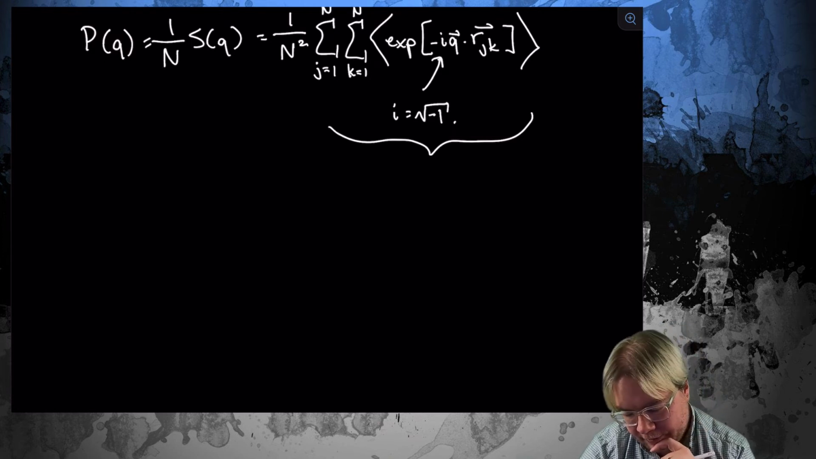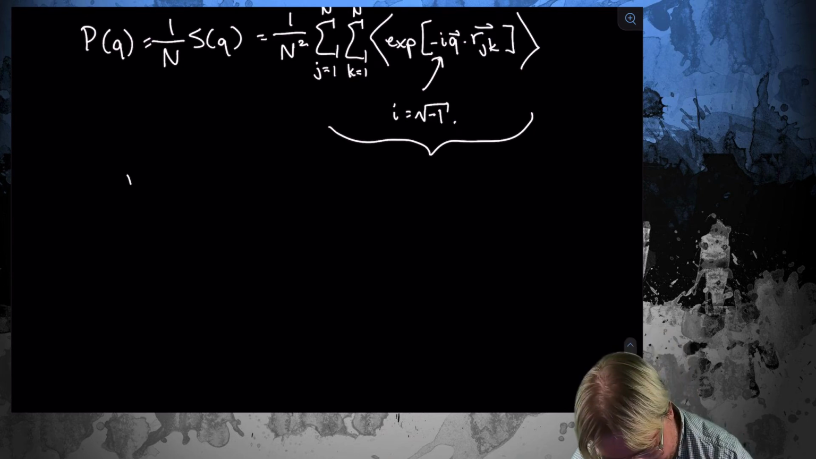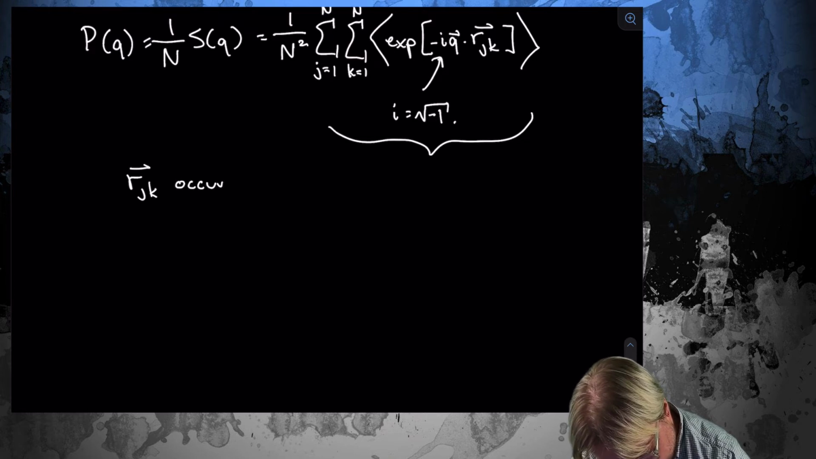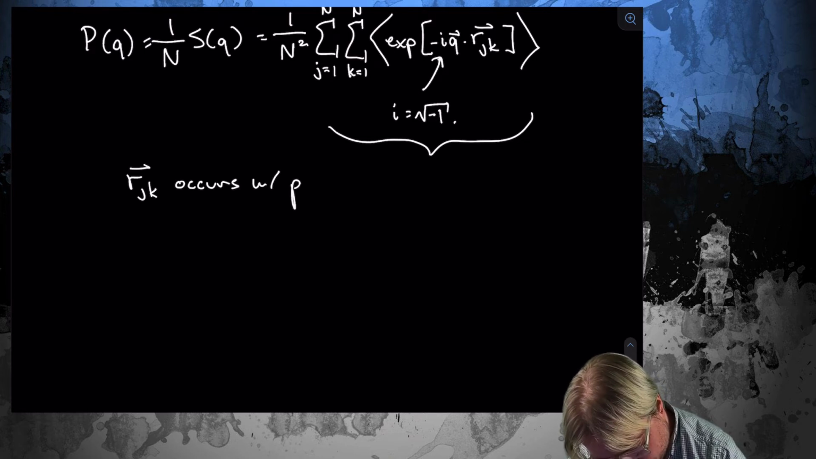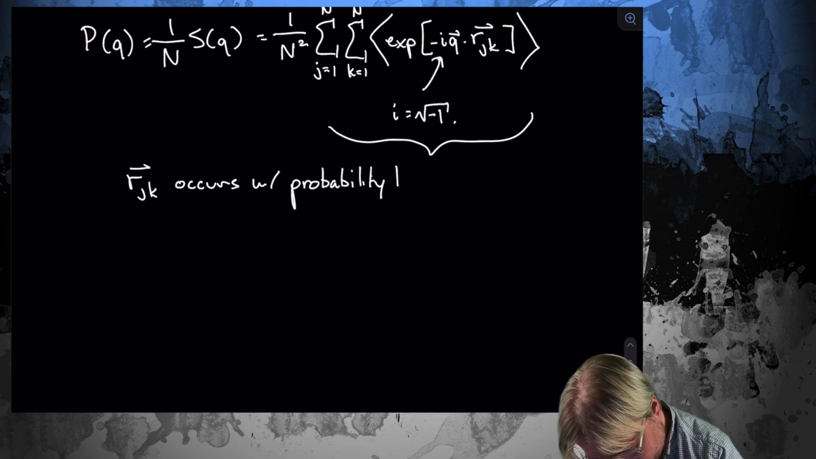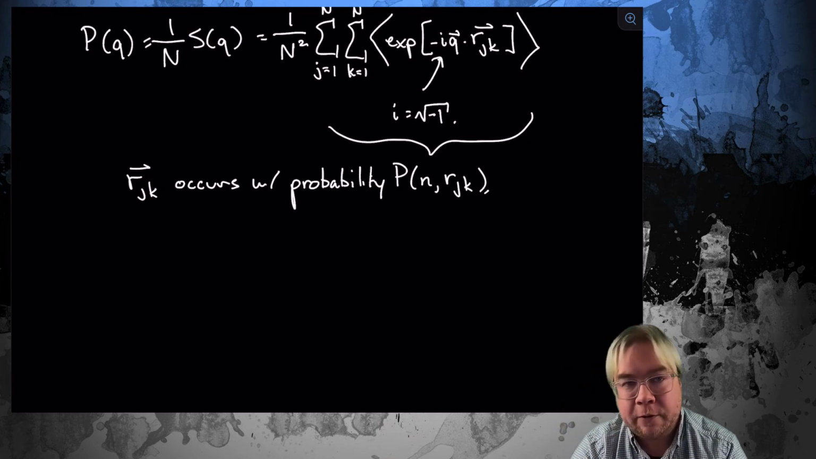Well, the problem is that there is no one value of r_jk, right? r_jk occurs with a probability P of n and r_jk, which we've seen before.